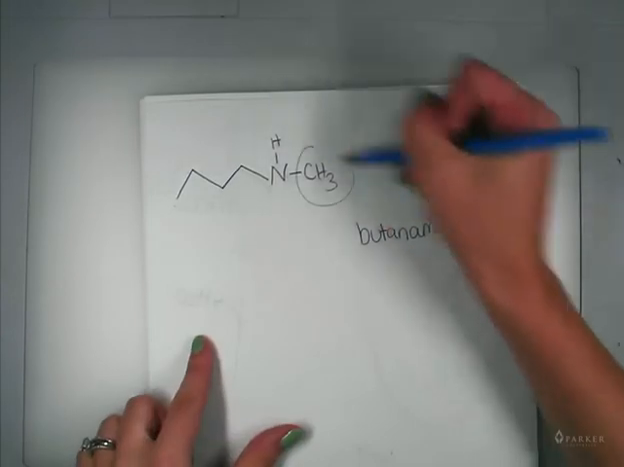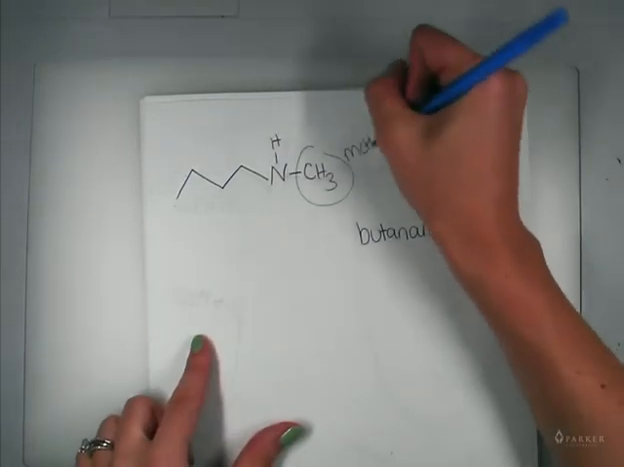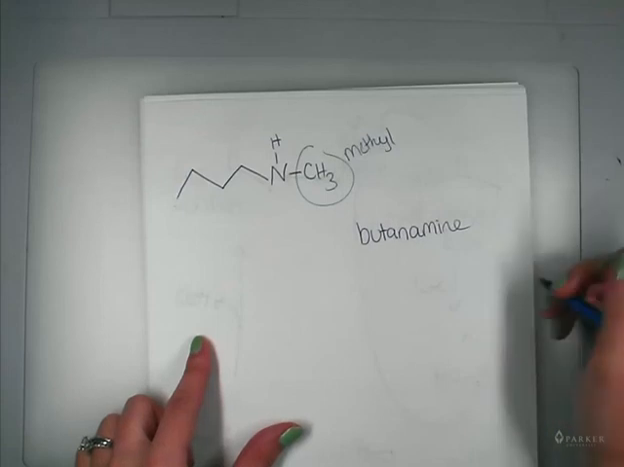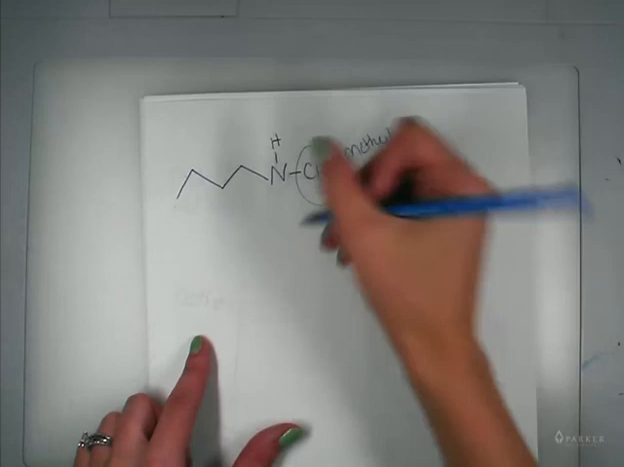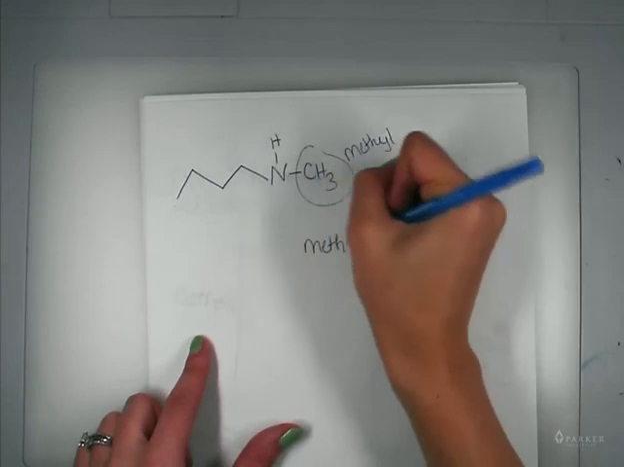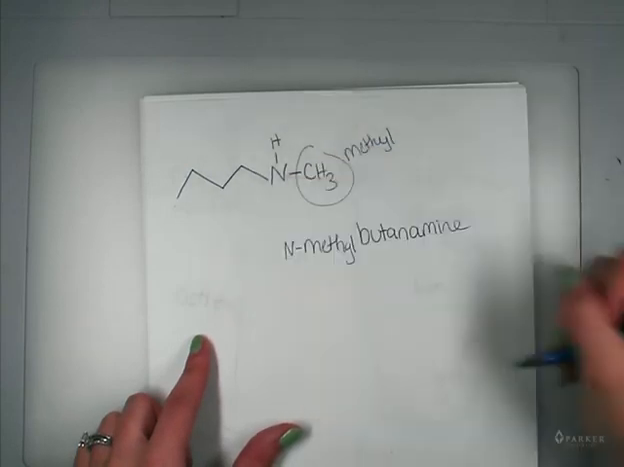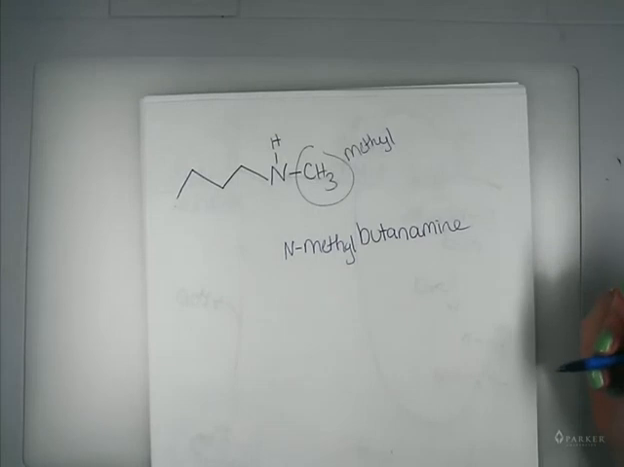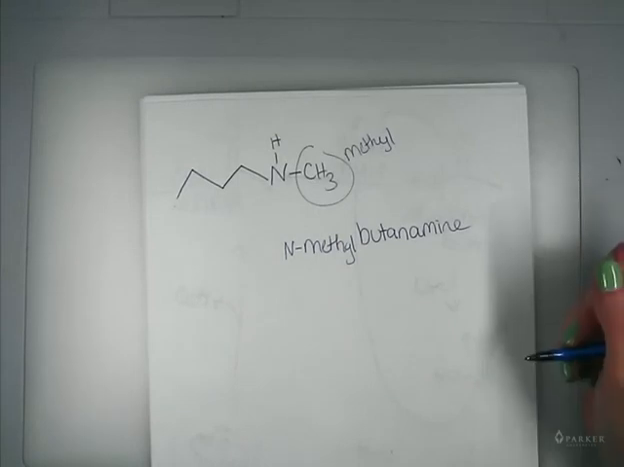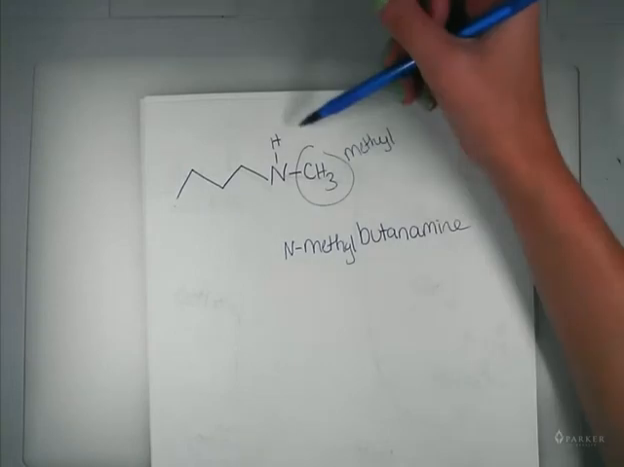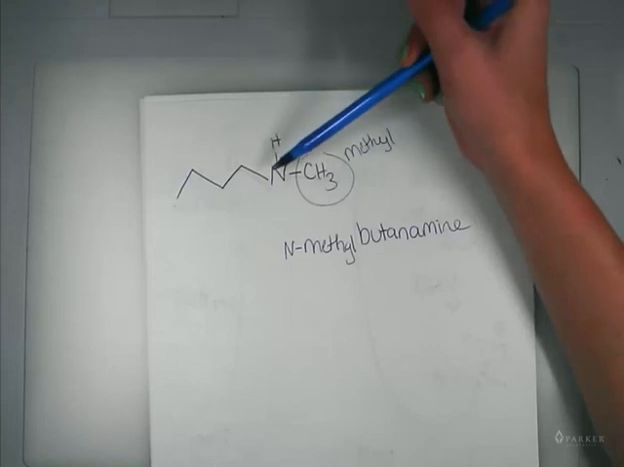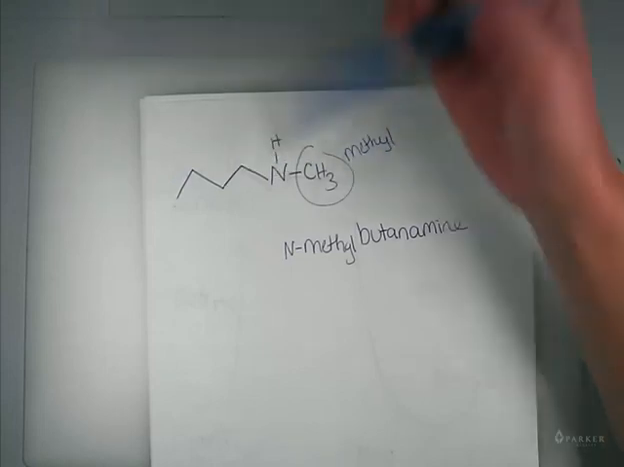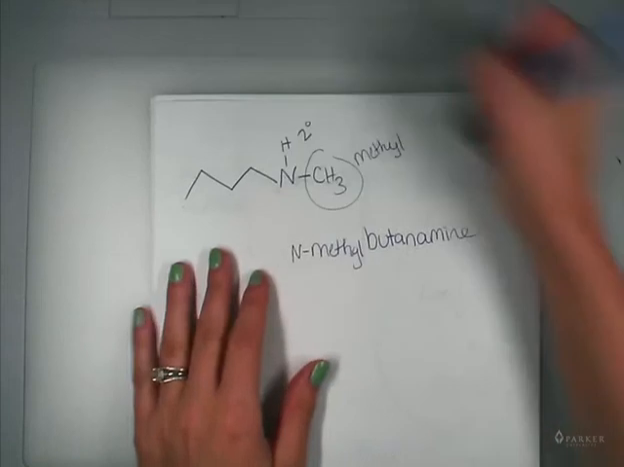And then this is a methyl. And then how did you say? You put N-methyl. And what does N stand for? That it's coming off the nitrogen. So N-methyl butanamine. And then what did we say what this was? Primary, secondary? Secondary. And why secondary? Two carbon groups coming off of there. So it makes that a secondary amine.